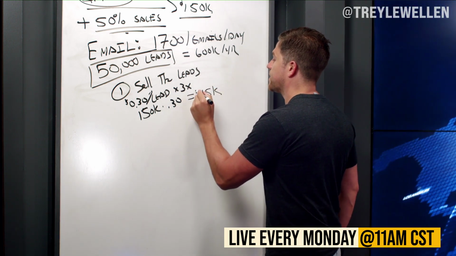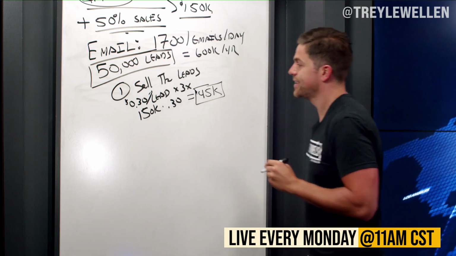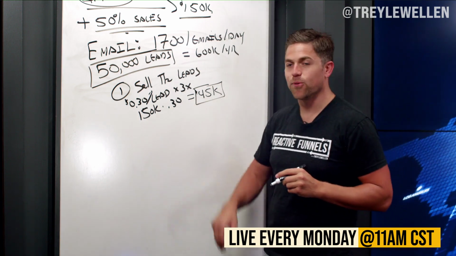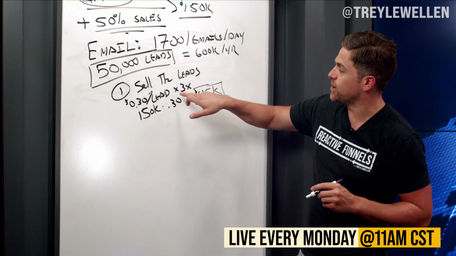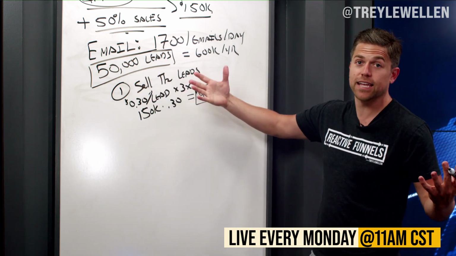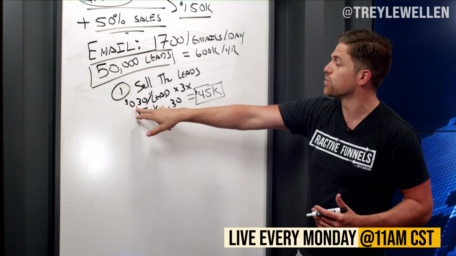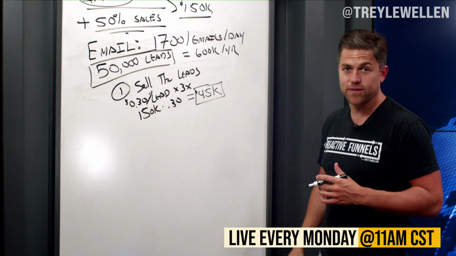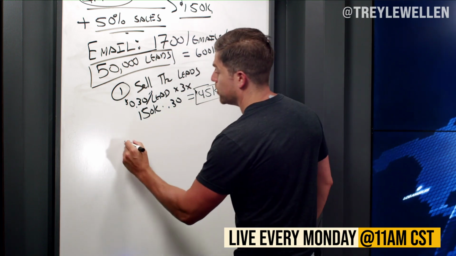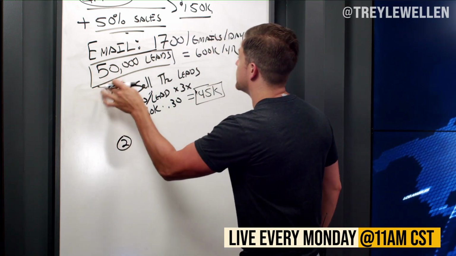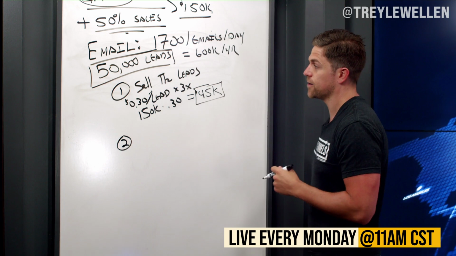All right, so 45,000. You guys check his math. 150,000 times 0.3. 150,000 because we got 50,000 leads. We times that by 3 because I'm going to sell it 3 times. So we got 150,000 leads now, times 30 cents per lead, and Brent's telling me that's $45,000. Pretty cool. That's for month 1, by the way. You can do this every single month because you got an additional 50,000 leads coming in. Remember, we're doing 600,000 a year.